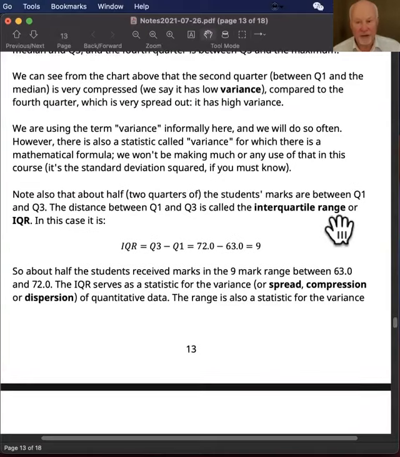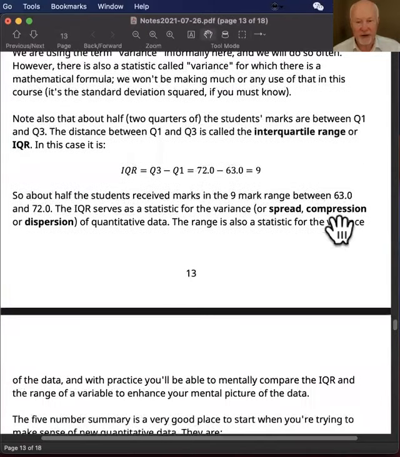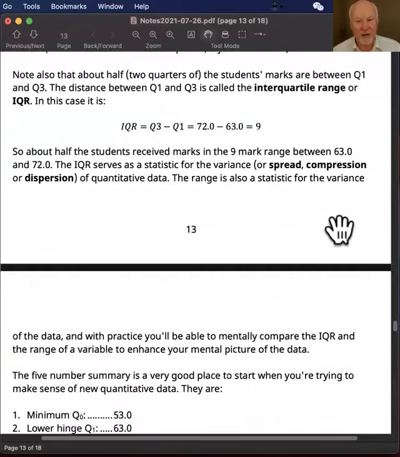We also use the range as a statistic for the variance of the data, and in practice what you'll learn to do is compare the IQR and the range. So the range, you might recall, for this data was 39 marks, and the IQR is 9 marks, which is about a quarter of the range. So half the students are sitting within about a quarter of the range.